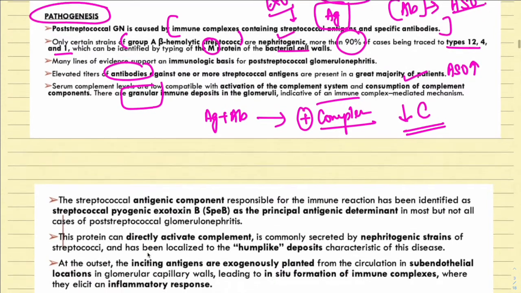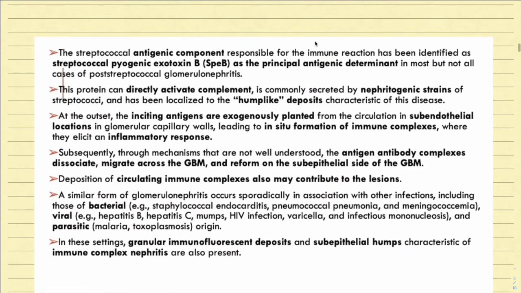Okay. Now the streptococcal antigenic component which is responsible for the immune reaction has been identified as an exotoxin B, that is the streptococcal pyogenic exotoxin B, called SPEB. It is the principal antigen. If the MCQ is that, it is the principal antigen. Now a very important point you have to understand is that this protein can also directly activate the complement. Okay, this protein can directly activate the complement and is commonly secreted by the nephritogenic strains, that is 12, 4 and 1 that we have already read, and they will cause hump-like deposits characteristic of this disease.